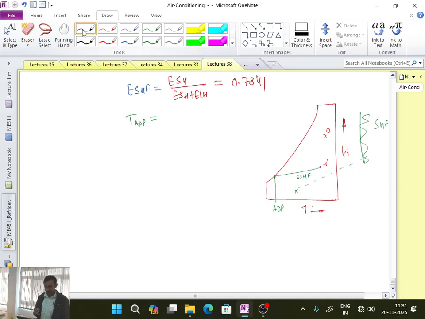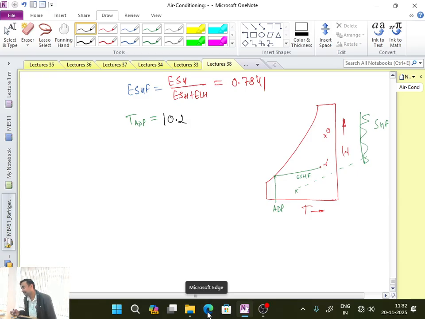Please locate the state correctly. 0.784. There is a linear scale. Okay, you are able to go up to 0.78. Then you can choose a point in between 7.8 and 7.9. It is more than 10, no? So it is 10.2 degrees Celsius.